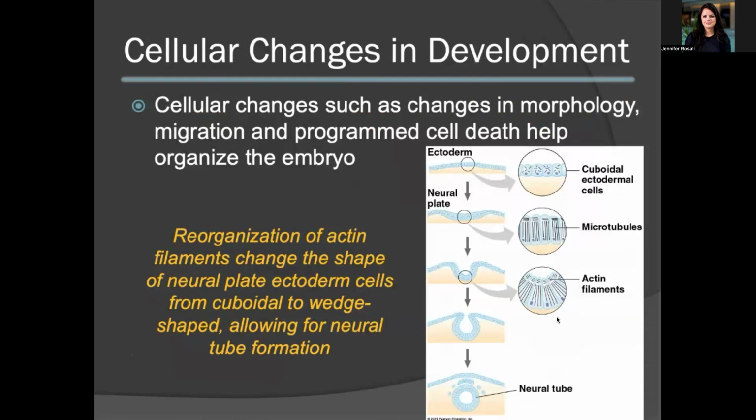There are also many cellular changes that occur during embryogenesis. Cellular changes can include changes in morphology, migration, as well as programmed cell death. These processes help to organize the various structures and tissues within the embryo. For instance, the reorganization of actin filaments will change the shape of the neural plate ectoderm cells. It changes the cells from cuboidal to wedge-shaped. This change in shape allows for the invagination of cells and overall formation of the neural tube.